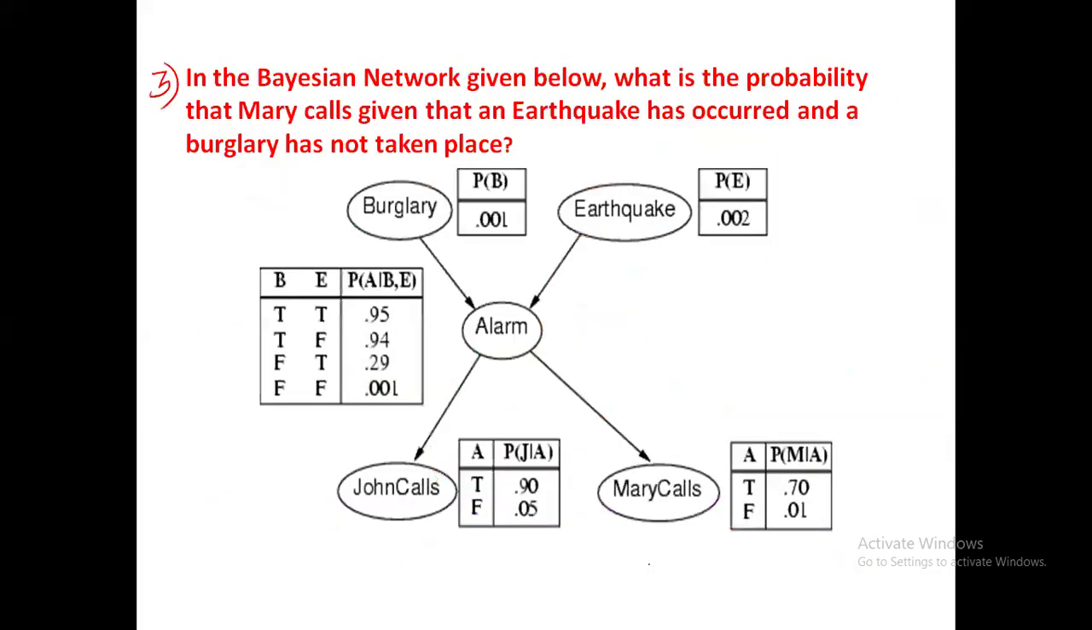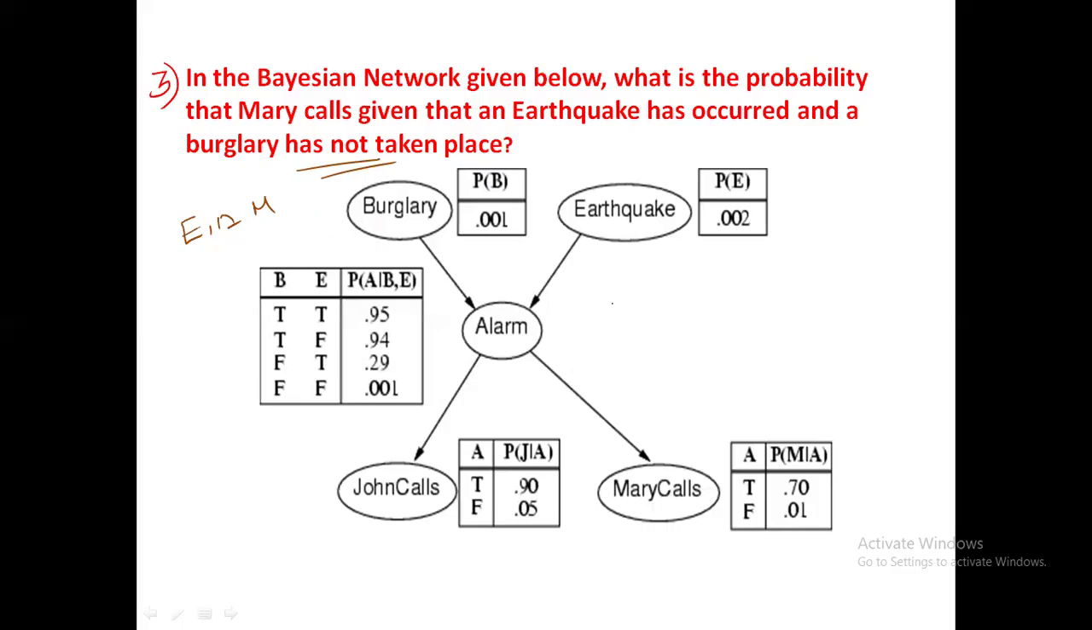And the next problem is a very interesting problem. In this, we are going to find out, in the Bayesian network given below, what is the probability that Mary calls given that an earthquake has occurred and a burglary has not taken place. In a typical Bayesian network involving burglary B, earthquake E, alarm A, Mary calls M, and John calls J.